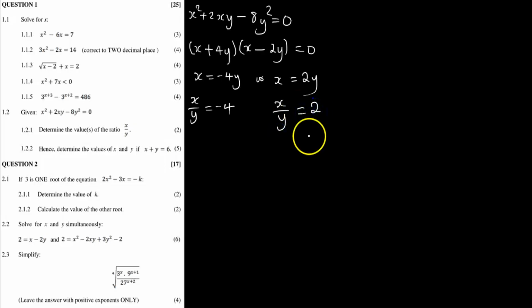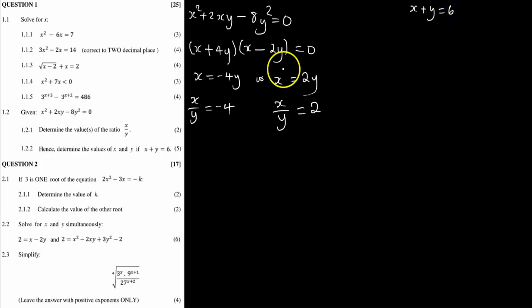Then we go to 1.2.2, hence or otherwise determine the values of x and y if x plus y equals 6. So they say x plus y equals 6.